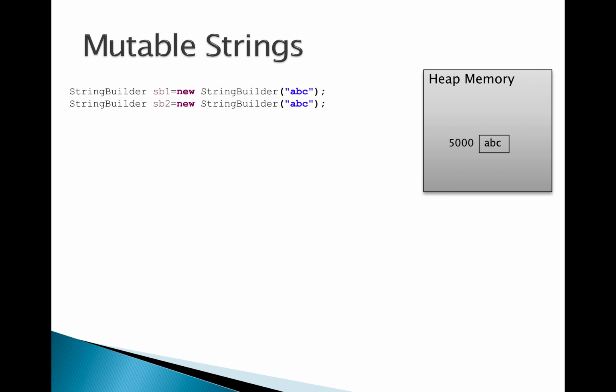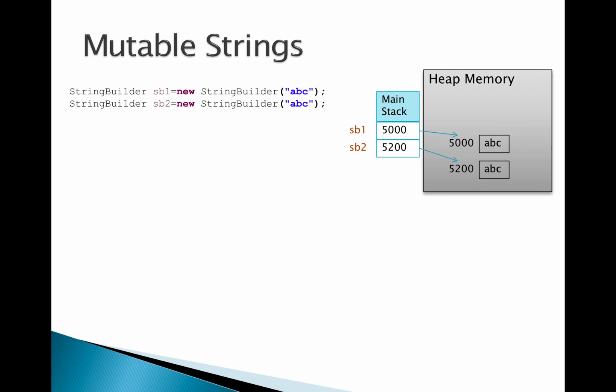And SB1 will be pointing to that memory location. SB2 will not point to the same memory location, as you know, because it's a new operation. Of course, it is going to get created in a new memory location. So SB1 will be 5000, SB2 will be 5200, like this, even though they store the same content actually.